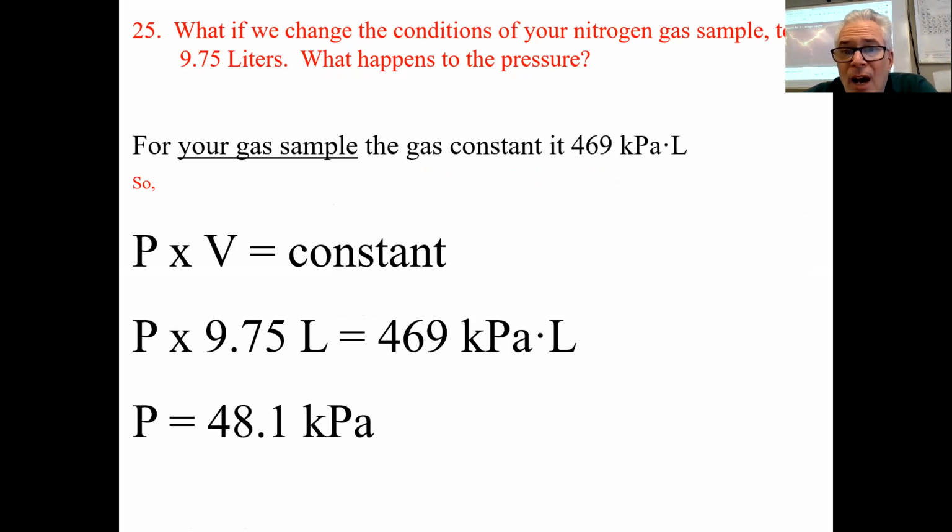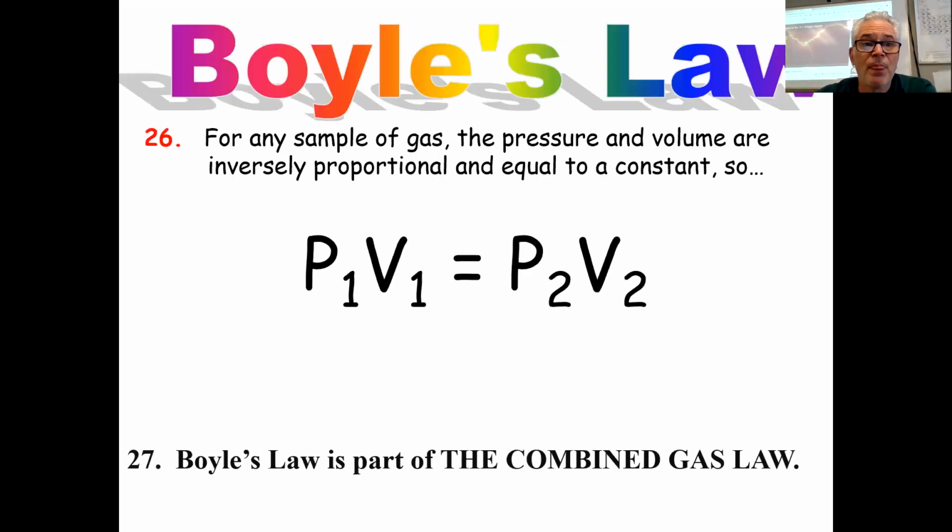Pressure times volume is a constant. And for your gas, we have a constant. Pressure times the new volume equals the same constant, so we can divide both sides by 9.75 liters, and the answer pops out. We get this lower pressure. Makes perfect sense because they're inversely proportional.